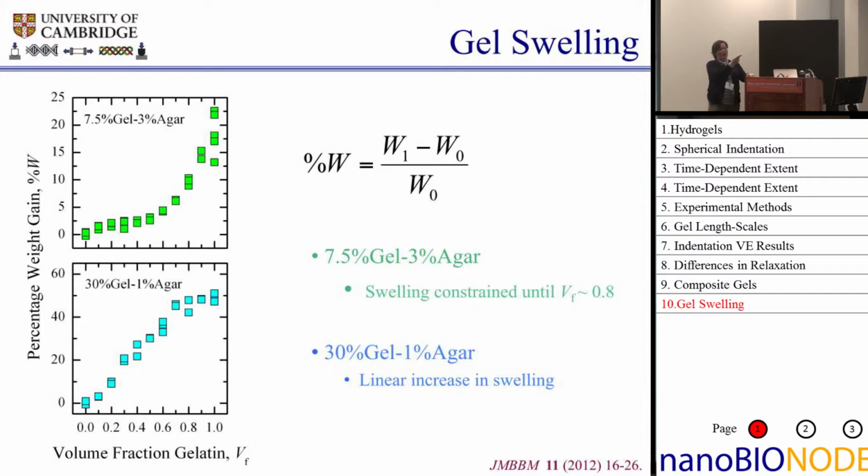Whereas when we have the opposite case, and we have a lot of gelatin and a more compliant agar, we get essentially a linear increase in the swelling. So this is starting to give us a hint that there are some interesting things going on. And remember that we had very different time-dependent behavior for these two sets of gels.